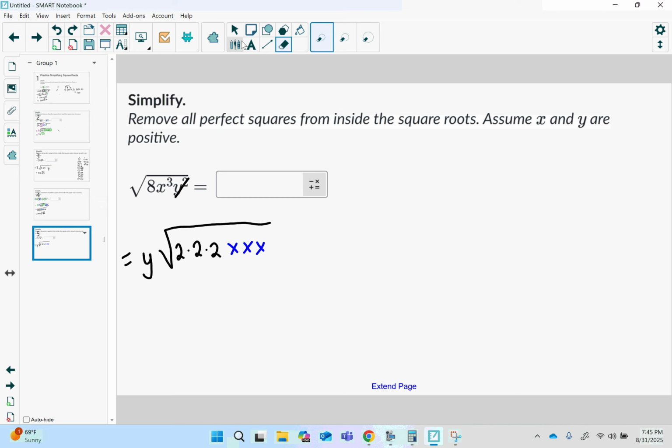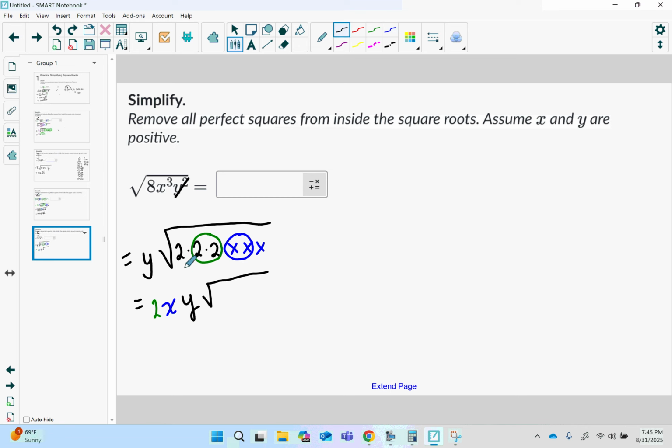So now we're just going to simplify what's still underneath the radical, see what else can come out. Okay, so y is out there. What else can come out? Well, I see a pair of 2's here. So 2 squared, or 4, the square root of 4 is 2, right? So we'll put that out here. And then we have a pair of x's here. So that will come out as a single x, right? So those are taken care of.